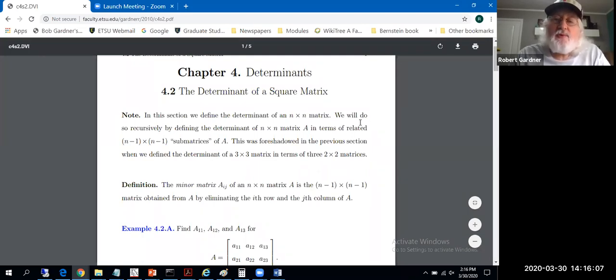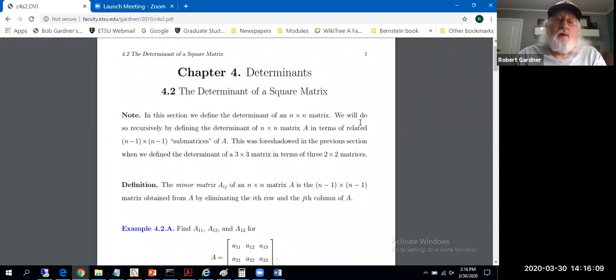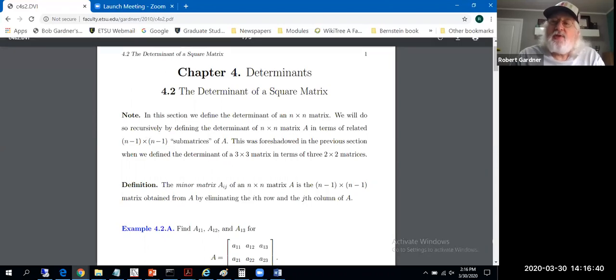Determinants are only defined for square matrices. We'll do so recursively. That is, we'll define the determinant of an n by n matrix in terms of n minus 1 by n minus 1 submatrices of A. And we've seen this before because we defined the determinant of a 3 by 3 in terms of 3 determinants of 2 by 2 matrices. That means this is potentially computationally monstrous. So we'll have some techniques to simplify the computations.